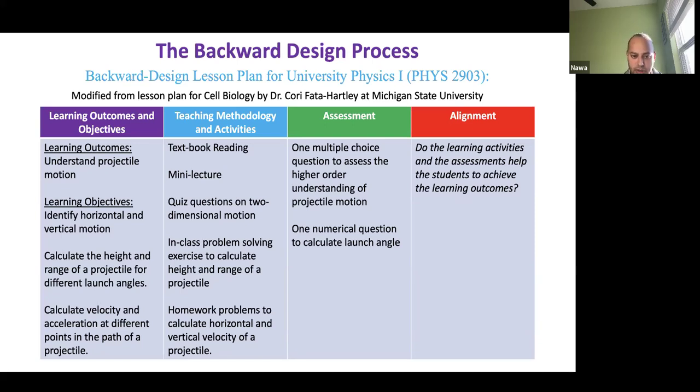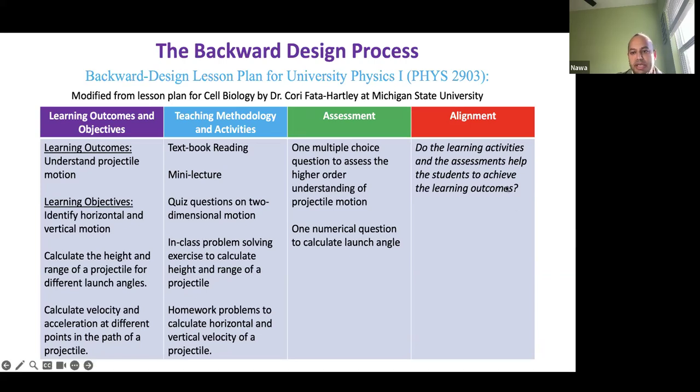I'll also give them some problems to solve. So I'll first walk them through a similar problem, and then I'll assign them some problems to solve. And lastly, I'll give a homework problem to calculate the horizontal and the vertical velocity of the projectile. And then if I want to assess whether the students have learned what I want them to learn from the class, let's say I will have one multiple choice question to assess the higher order understanding of the projectile motion. And I'll have a numerical question for them to calculate the launch angles.